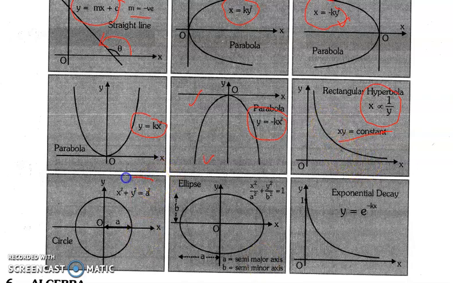If an equation is of the form x square plus y square is equal to a square, then it is the equation of a circle. If it is of the form x square upon a square plus y square upon b square is equal to 1, this is the form of an ellipse. And if it is of the form y is equal to e raised to the power minus kx, then it is the exponential decay. Now you must be wondering that if we are not to use any of these equations directly, then why are we studying these equations?